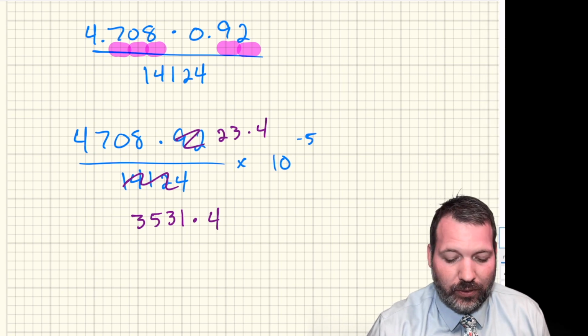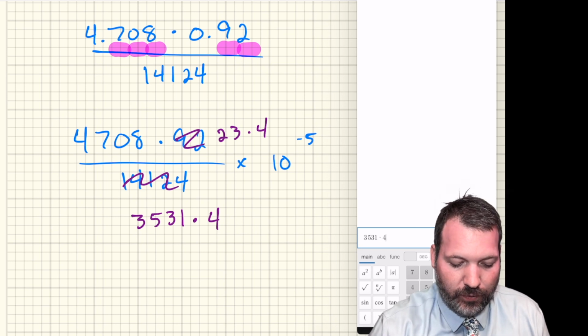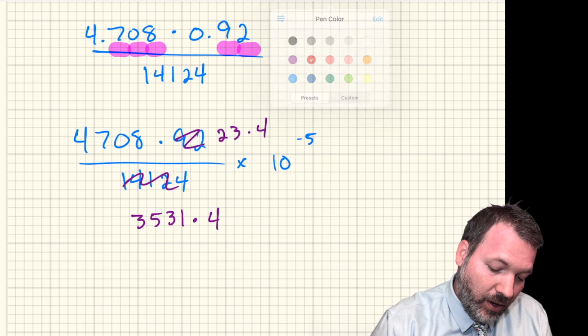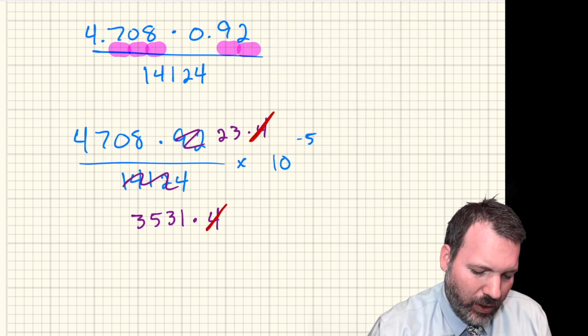3531. I'm cheating a little bit, but I am going to bring up the calculator here. 3531 times 4, just to make sure I'm on the right track. Okay, 14,124. Obviously, at this stage, we can say, oh, okay, so those 4s are going to cancel out. What else do I see?